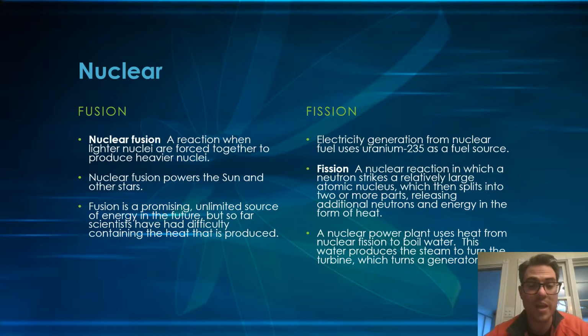What can we do with that heat? Well, we can do a lot of things. One of the ways that we use that heat is to boil water. When we boil the water, it produces steam, and the steam can be used to turn a turbine. This is very similar to the way that it's done in coal and other fossil fuel sources, using heat to boil water to turn a turbine.